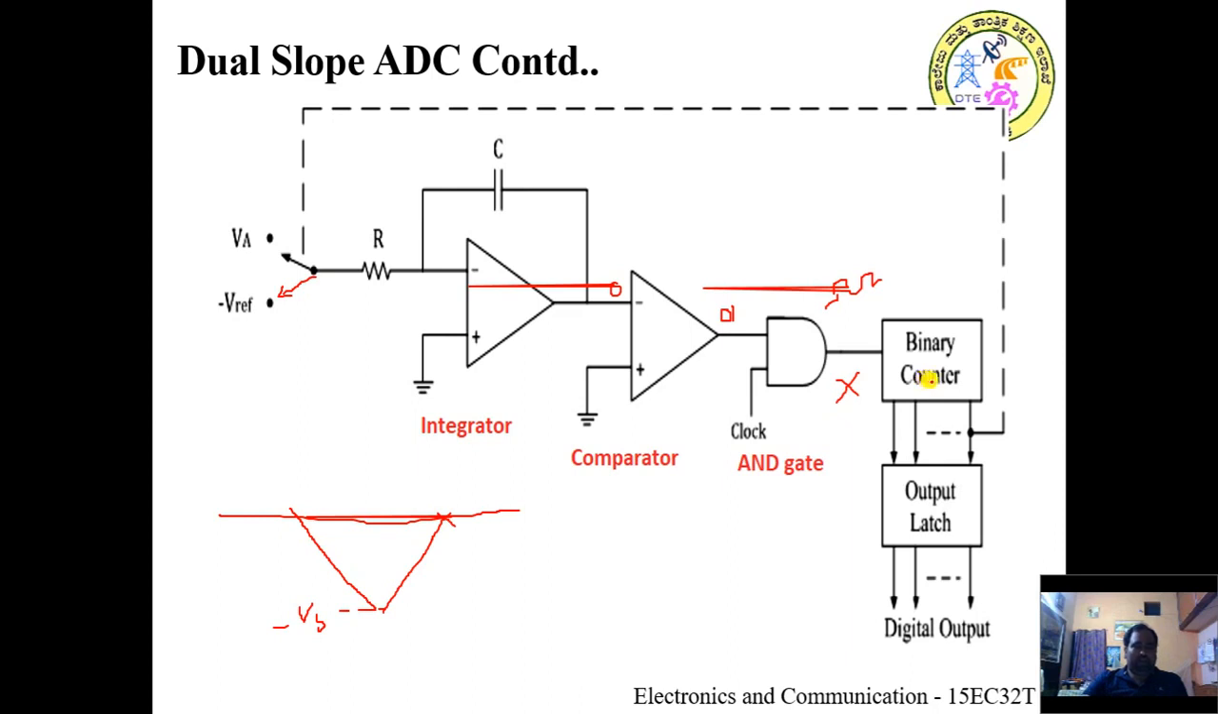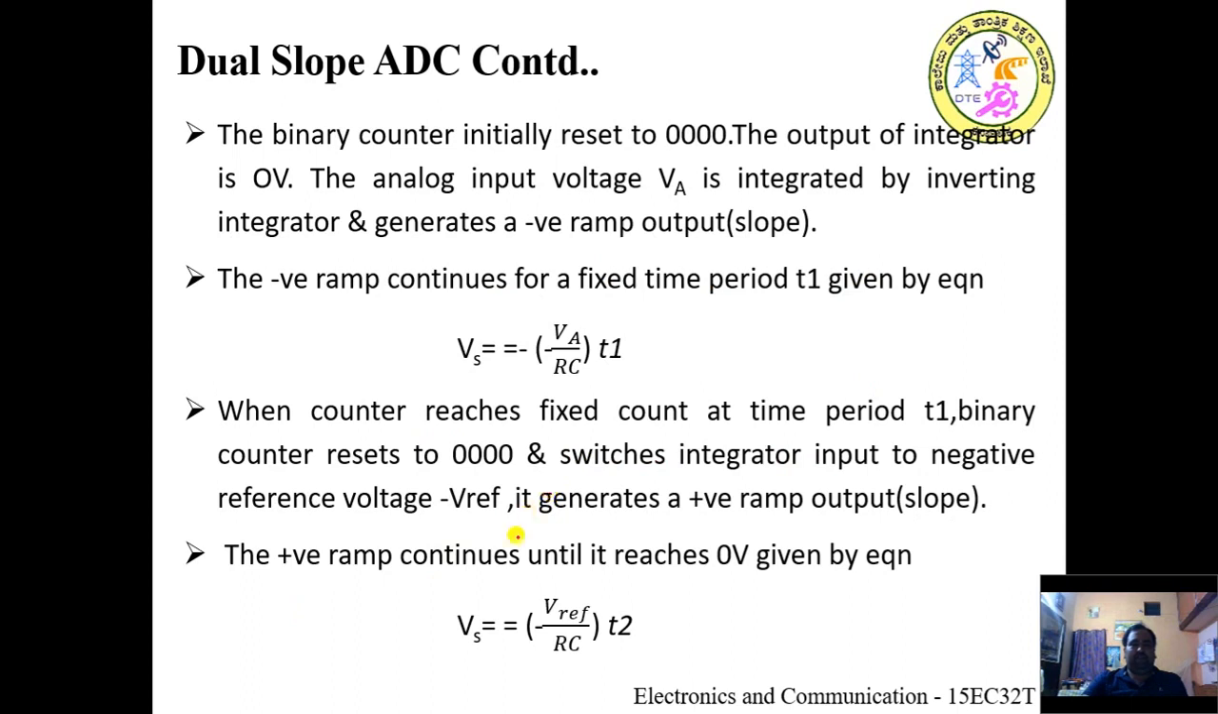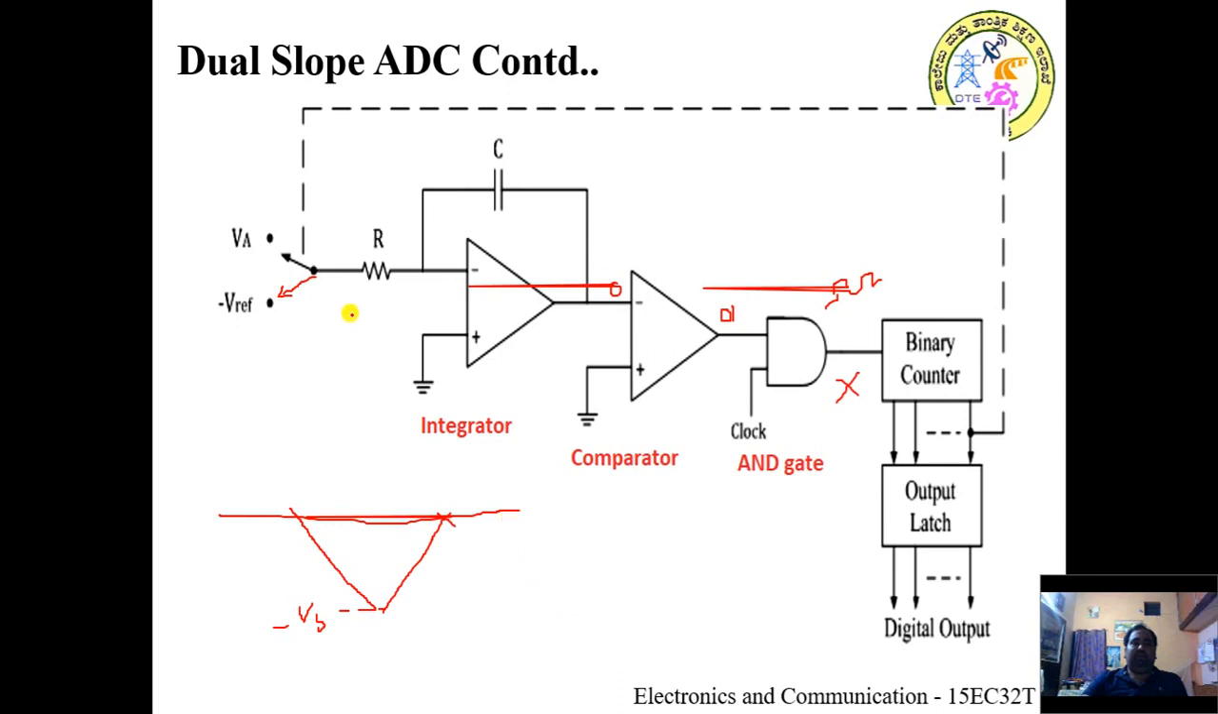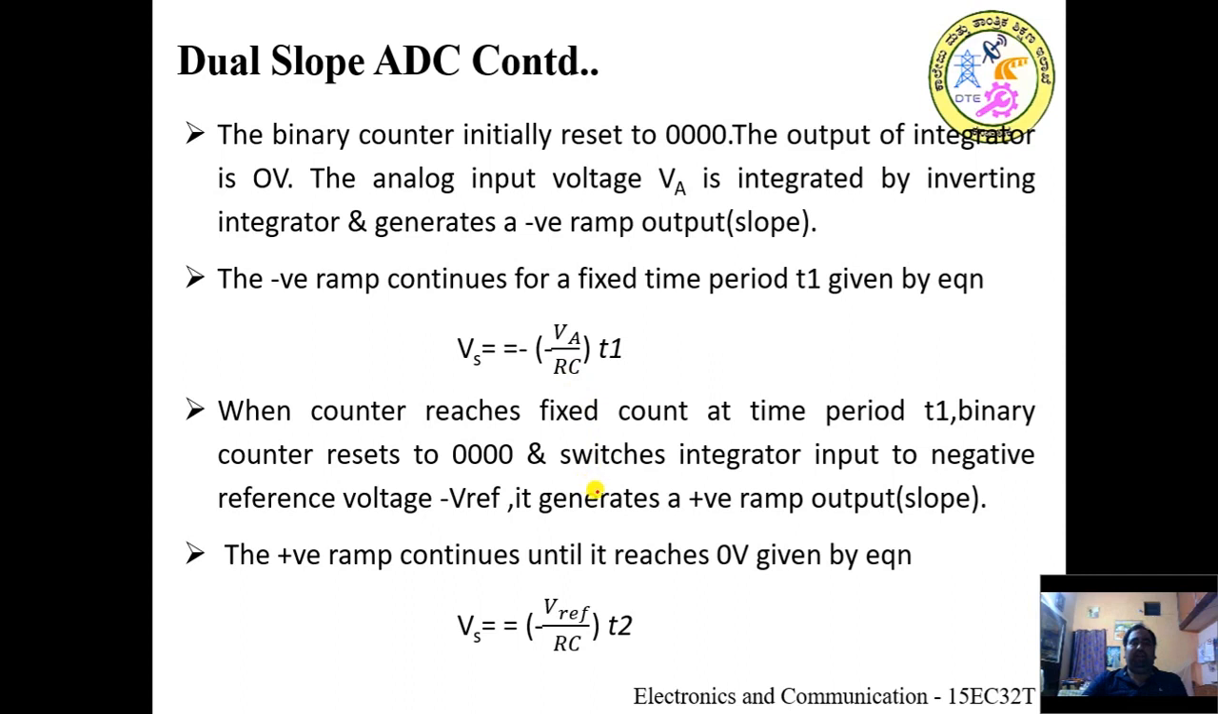So now I can say the conversion cycle is said to be completed, and this positive ramp voltage is given by the equation plus V reference divided by RC into T2. Here you can see that for the positive unknown analog voltage you will be getting a negative output here, and here we are getting a positive output because as you can see they are opposite in polarities. We can expect the output also to be in opposite polarities.